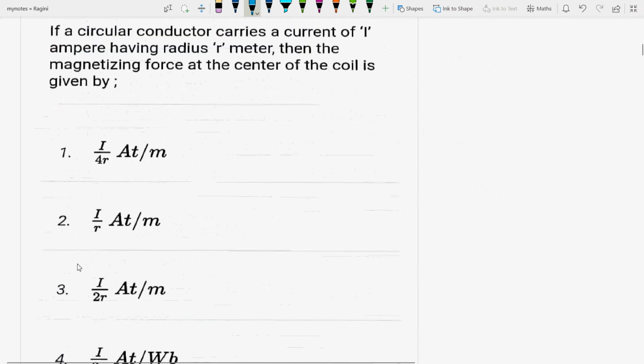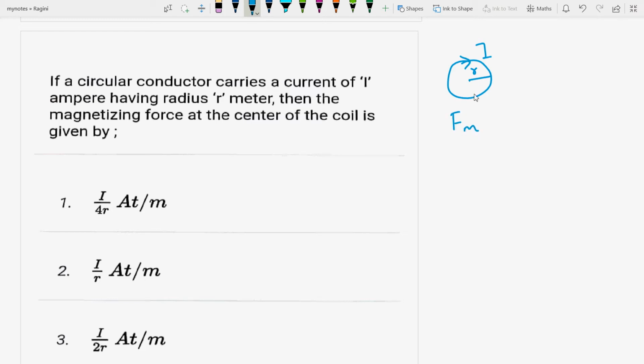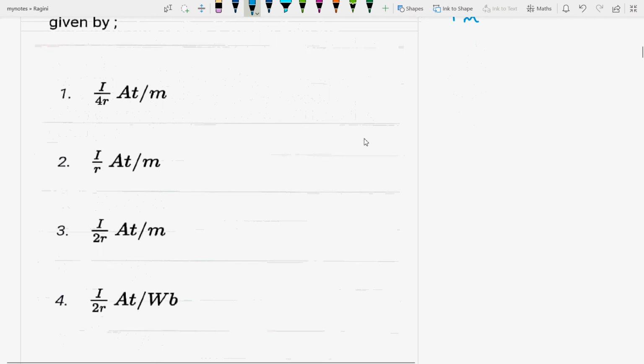Next question is, if a circular conductor carries a current of I ampere having radius r meter, this is a circular conductor, then the magnetizing force at the center of the coil is given by whatever. Out of the given options, what should be the answer? You should be knowing that it should be I by 2r ampere turns per meter.